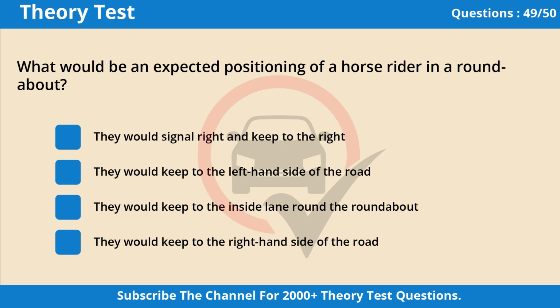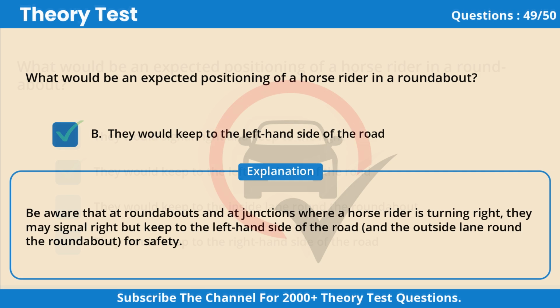Question 49. What would be an expected positioning of a horse rider in a roundabout? B. They would keep to the left-hand side of the road. Be aware that at roundabouts and at junctions where a horse rider is turning right, they may signal right but keep to the left-hand side of the road, and the outside lane round the roundabout, for safety.